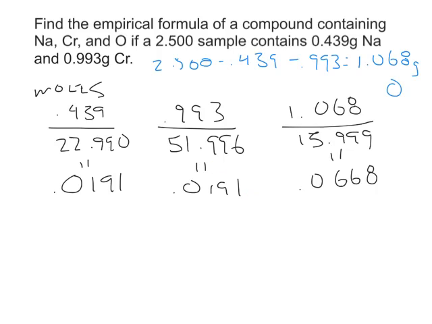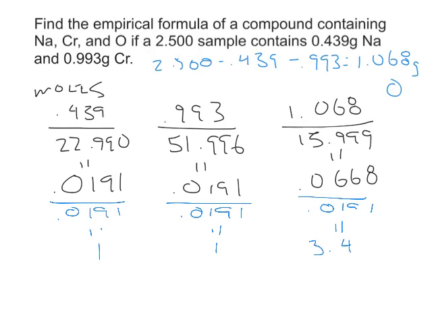Normalize. These guys are the same and they're my lowest ones, so I'm going to divide out by my lowest one. So 1, 1, and 3.49. It's not okay to round this to the nearest whole number. For these kinds of problems, if you need to round to a whole number, it's going to be pretty much right on that whole number. So this cannot be rounded to 3, cannot be rounded to 4.